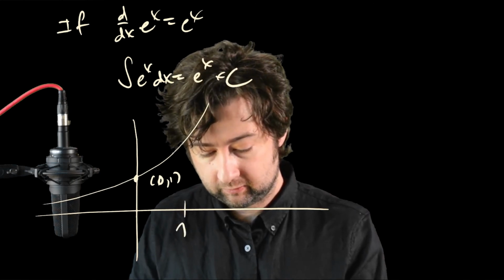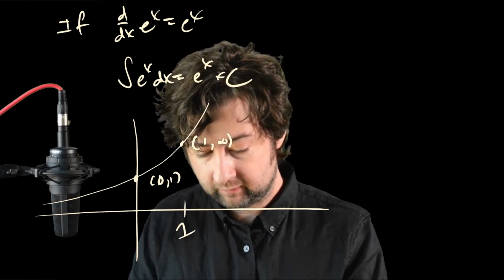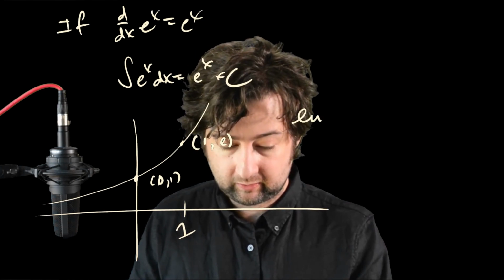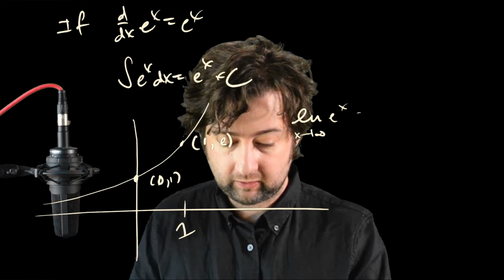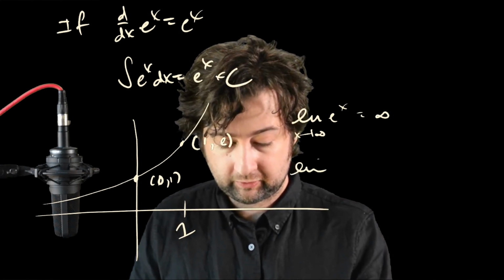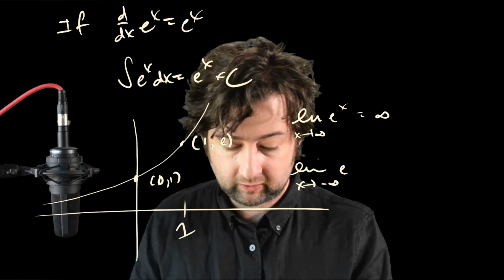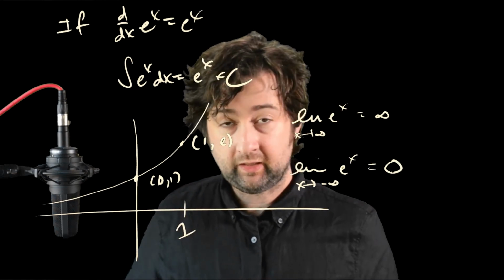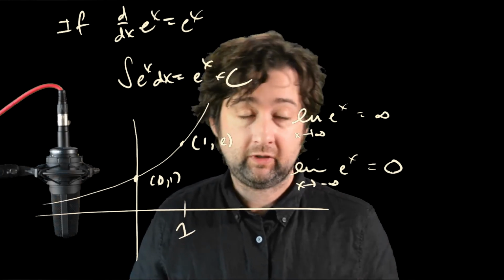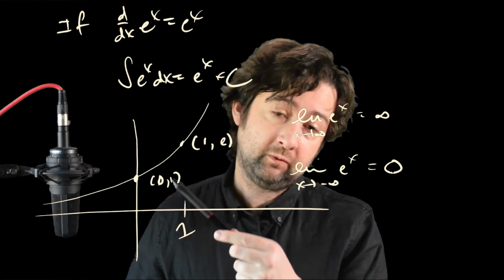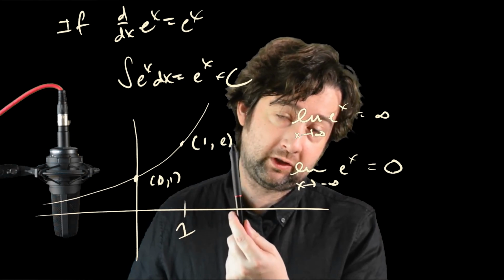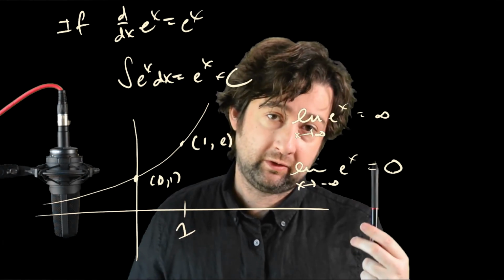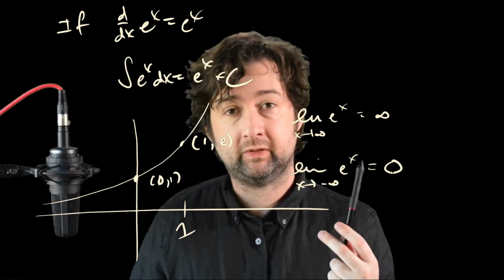0, 1, 1, e. We know that the limit as x goes to infinity of e to the x is infinity. We know that the limit as x goes to minus infinity of e to the x is 0. So it's asymptotic as we head out in this direction. And that's basically our calculus properties. We have a one-to-one increasing function. We know that it goes through the point 0, 1. We know it goes through the point 1, e. We know it goes up very, very quickly. We know that it tends to infinity as we go to the right. We know it tends to 0 as we go to the left.